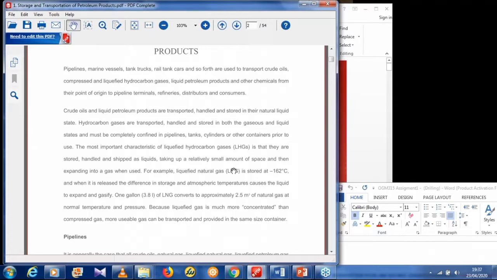Even the unprocessed crude oil itself is usually stored. Its fractions are also stored. So that's why we cannot talk about transportation without talking about storage, whether of crude oil or petroleum products or gases, as the case may be.